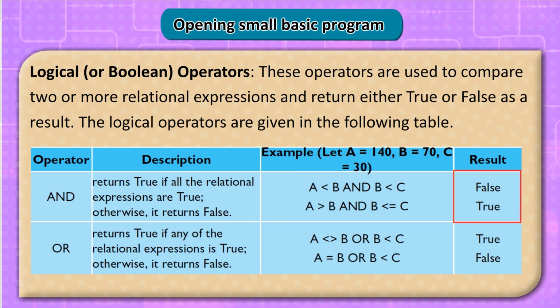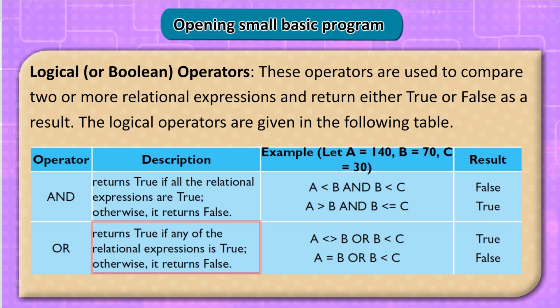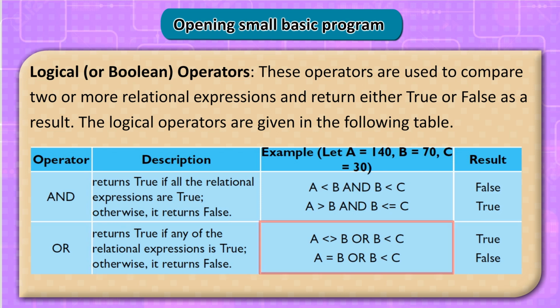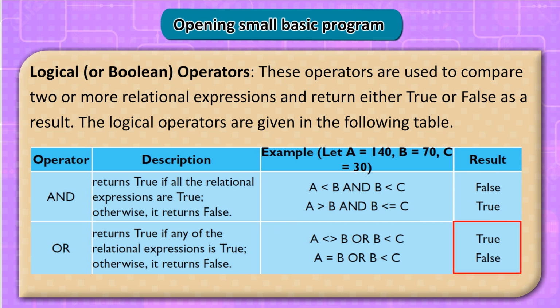False, true. Or. Returns true if any of the relational expressions is true, otherwise, it returns false. A <> B or B less than C, A equals B or B less than C. True, false.